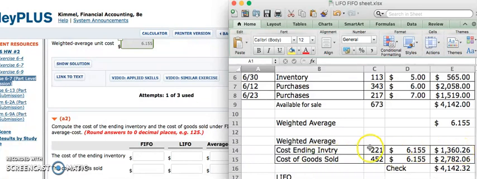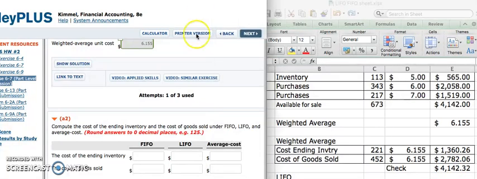Now, that means that if we had a total of 673 available for sale, we had 221 left over. That means that we sold 452. So to get our cost of goods sold, we take our sales number of 452 times the average cost, and we get $2,782. Now, as a check, if you take your ending cost of inventory plus your cost of goods sold, you should equal your total available for sale. You can see here as I added these two, I equal our 4,142 plus some change that we'll round off. So those answers should be good.